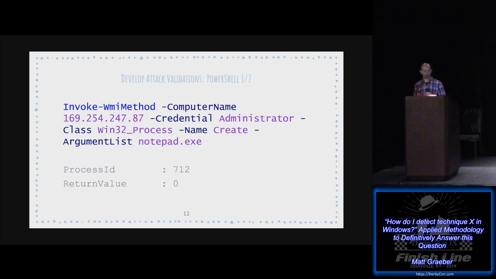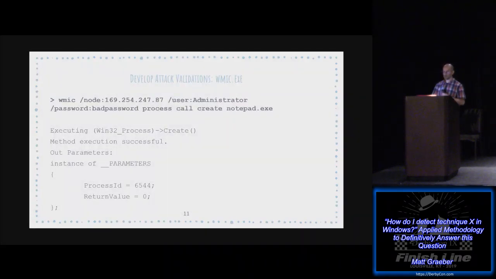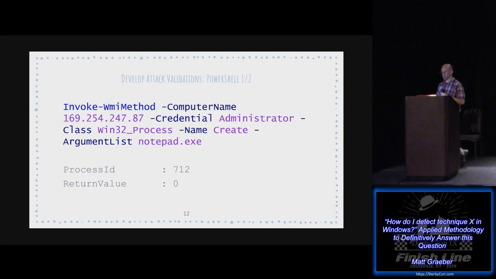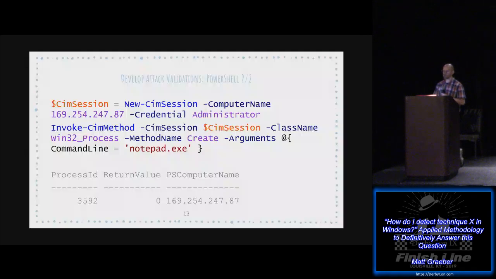And here's another one using PowerShell, using the older Invoke-WmiMethod cmdlet. So this under the hood is going to be pretty similar to WMIC. Where things get a little bit different potentially is you can also interact with WMI using the newer CIM cmdlets.